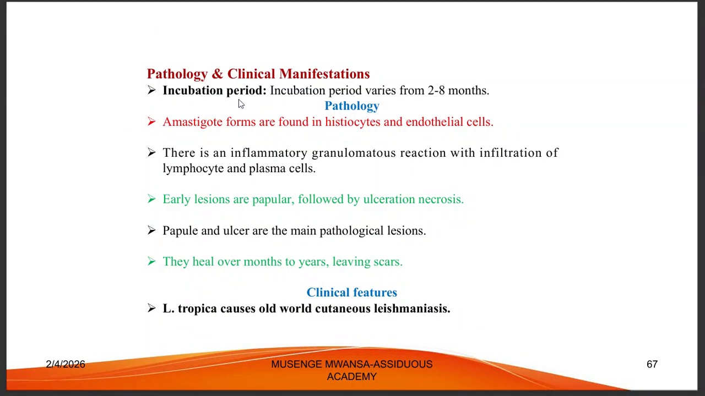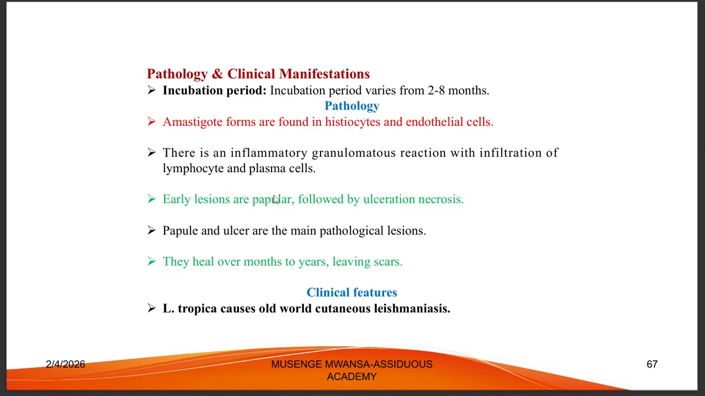How the pathology happens: the incubation period again is 2 to 8 months. The amastigote form is found in the histiocytes. These are basically tissue cells. The macrophages, if they're found in the liver, we call them Kupffer cells. In the lungs, dust cells. In the bone, osteoclasts. In the tissue, histiocytes. In the skin, we call them Langerhans cells. So these macrophages in the tissues are the histiocytes. That's where we're going to find the amastigote.